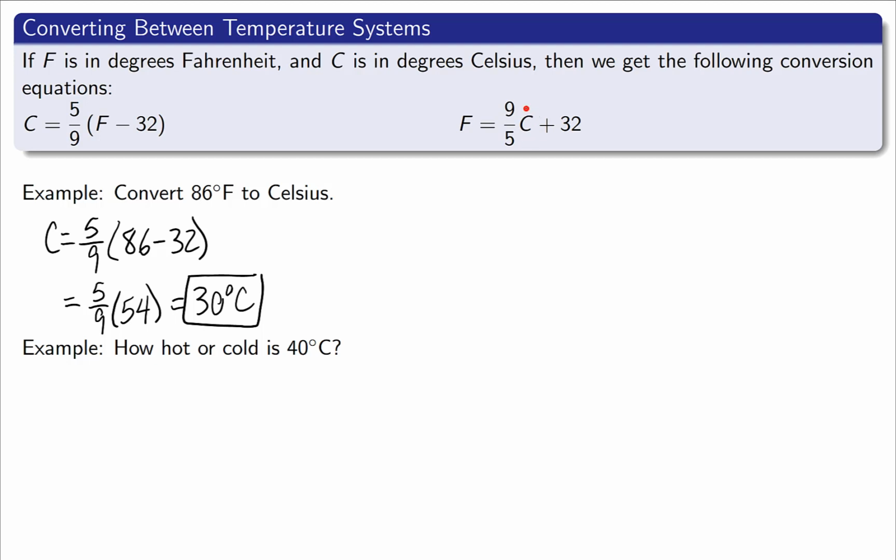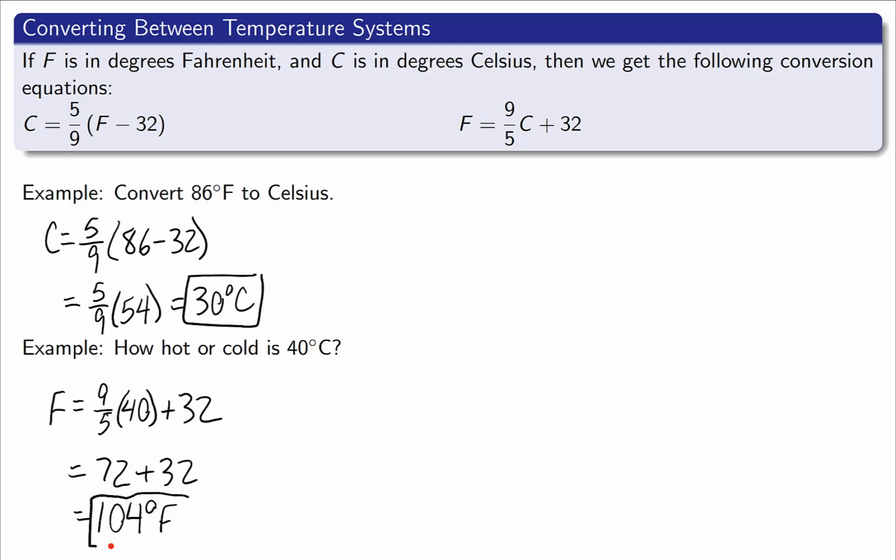We'll use this equation because it allows you to plug in Celsius. Fahrenheit is equal to 9/5 of 40 plus 32. I'll use the same little trick. 40 divided by 5 is 8. 8 times 9 is 72. Still got my plus 32, and I get 104 degrees Fahrenheit. Hot! You would not want to go outside on a day where it's that hot outside.